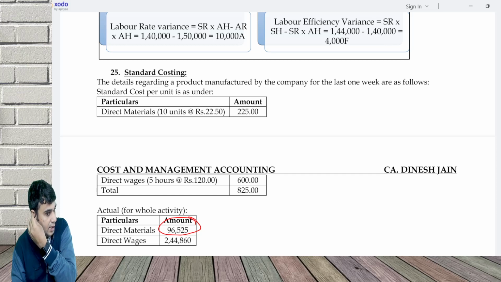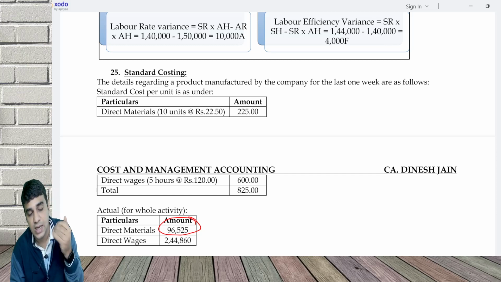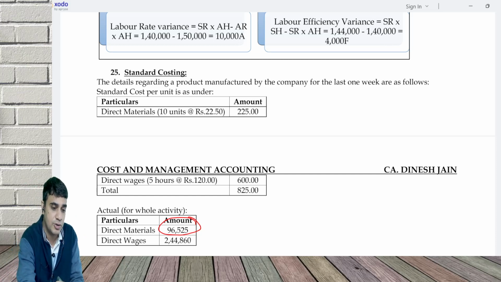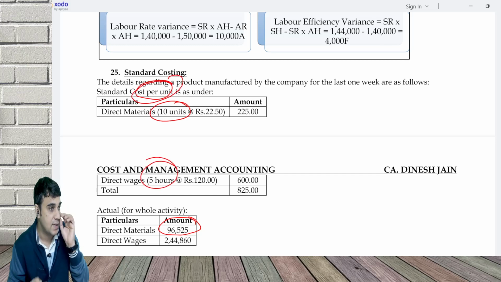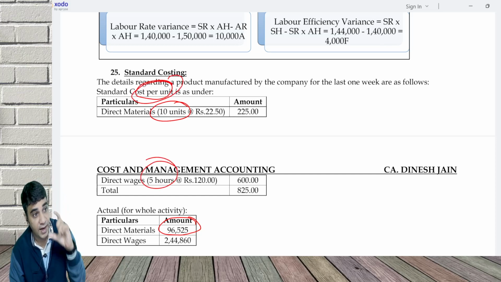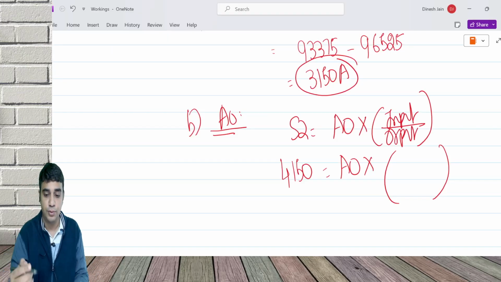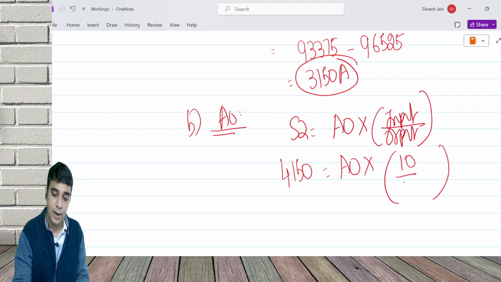Whenever a cost sheet is given, standard time, standard hours, everything becomes very simple. How this cost sheet is useful: 1 unit is equal to 10 units of input, 1 unit is equal to 5 hours. The standard equation will be very simple. Whenever a standard cost sheet is given, the input output ratio and everything becomes very simple. So into 10 by 1, AO is the balancing figure.